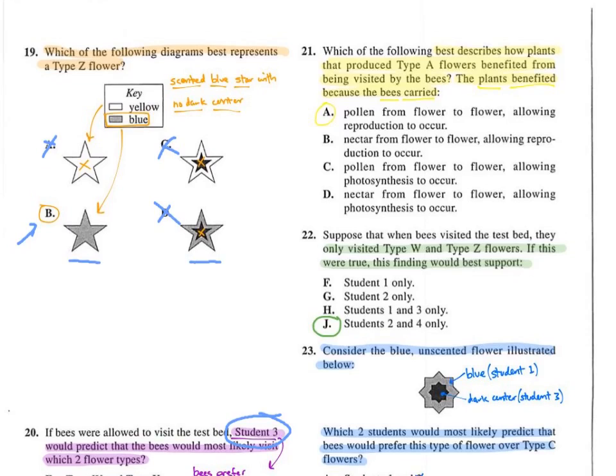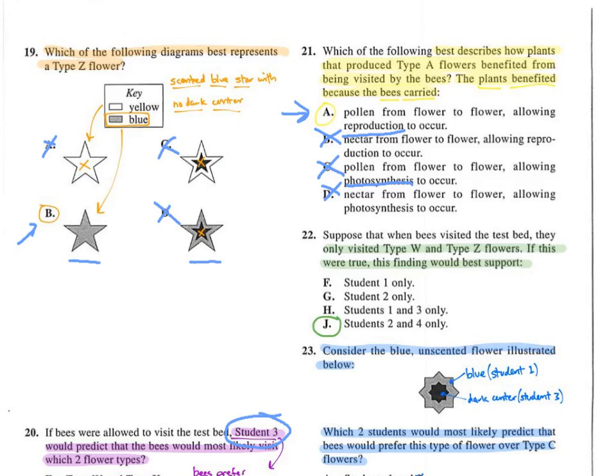21 says, which of the following best describes how plants that produce type A flowers benefited from being visited by the bees? The plants benefited because the bees were carrying what? Now it's asking about the plants benefiting because the bees are carrying something. The plants don't benefit from nectar going from flower to flower. The bees are benefiting from the nectar. The flowers are benefiting from pollen. And so A says pollen from flower to flower, allowing reproduction to occur. You should know that pollen is part of the reproduction process with plants. C says pollen from flower to flower, allowing for photosynthesis to occur. Now, pollen has nothing to do with photosynthesis, so the only logical answer here is A.